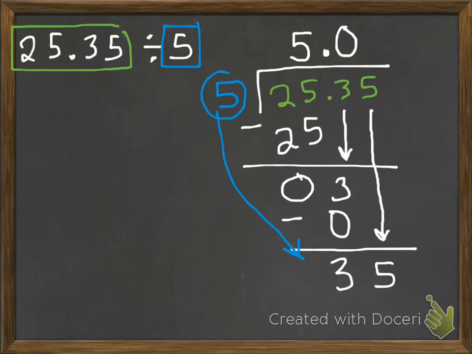All right, hopefully you said 7. 5 times 7 is 35. Oops, let me do that in white color. There we go. Now let's multiply. 5 times 7 is 35. Subtract, and we get 0. Sorry, I think I cut out. There we go. 0. Okay, so that means 25.35 divided by 5 is 5.07. 5.07. All right, next one.